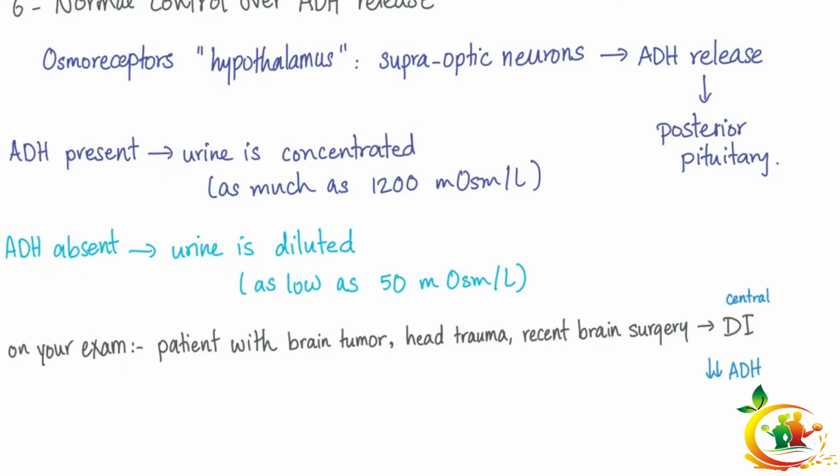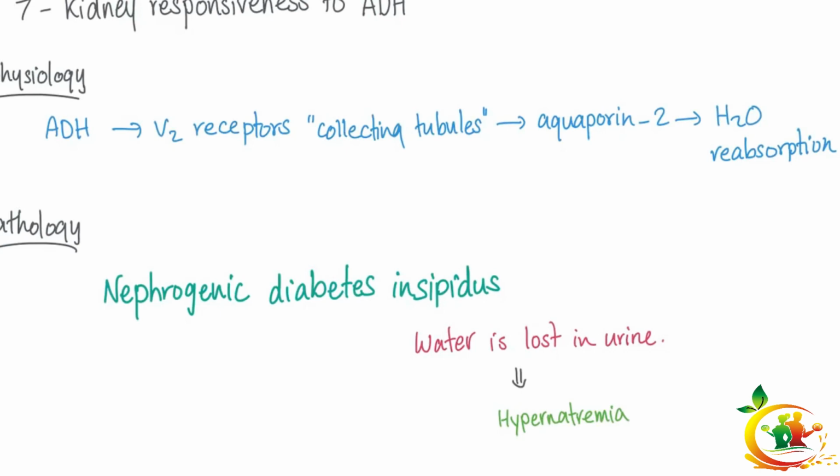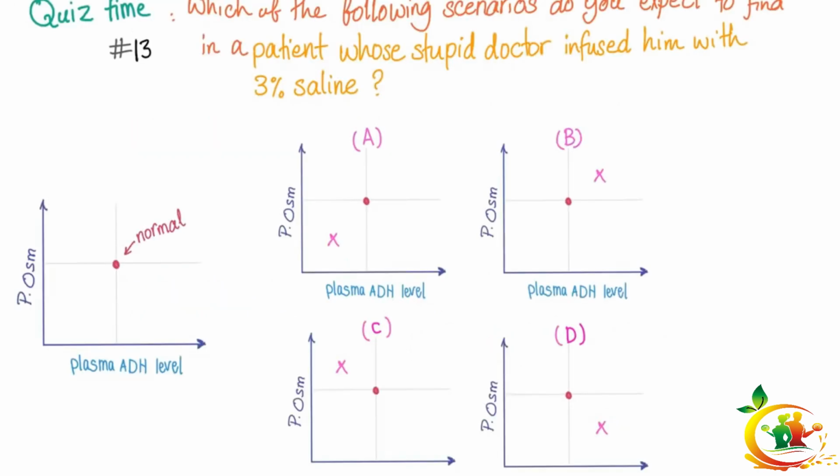On your exam, any patient with a recent history of brain tumor, head trauma, or a recent brain surgery can have central diabetes insipidus, which means decreased secretion of ADH. Normally, your kidney should respond to ADH by the V2 receptors, but when you have pathology, nephrogenic diabetes insipidus, the water is lost in urine, ADH is no longer effective, and you will get hypernatremia if you remember the Silver equation. In the next video, we'll talk about normal kidney physiology.